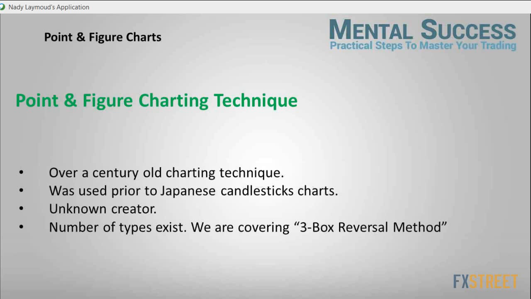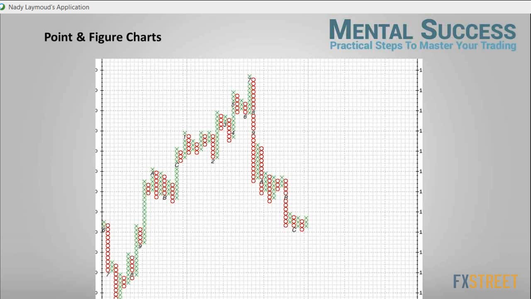There are a number of types of point and figure charts, but this chart is the most known and typical point and figure chart, and it's called the 3-box reversal method. The first thing you notice is how simple and elegant this chart is. This is the British pound US dollar, by the way. So the chart looks great and simple, but we still do not know how to read it and why we go through all that trouble in the first place to read it. I will answer both questions in order.